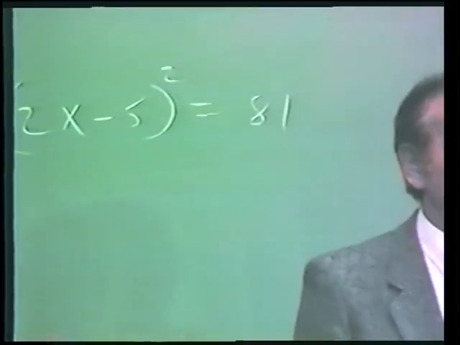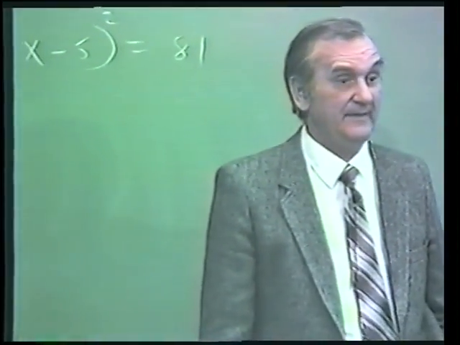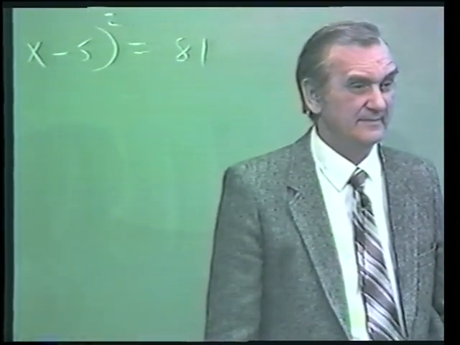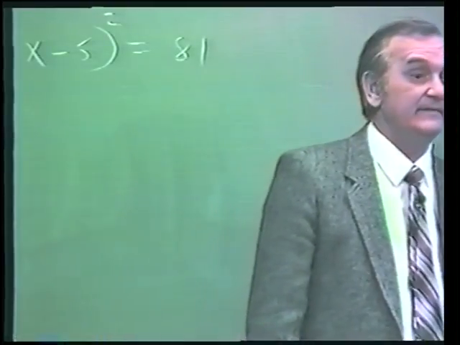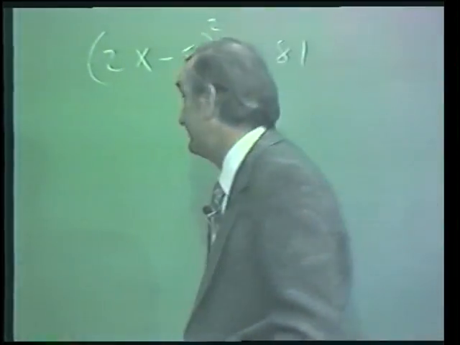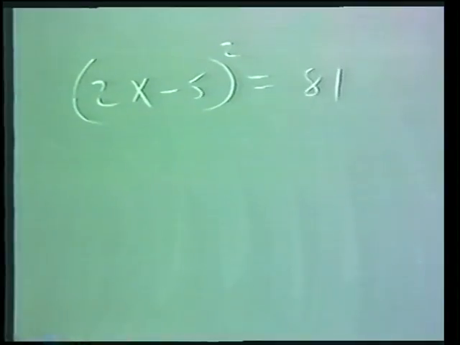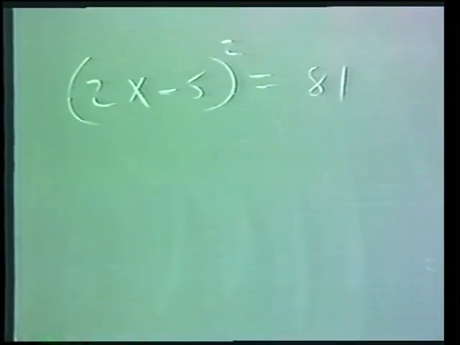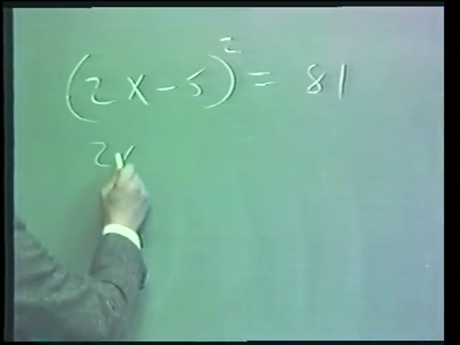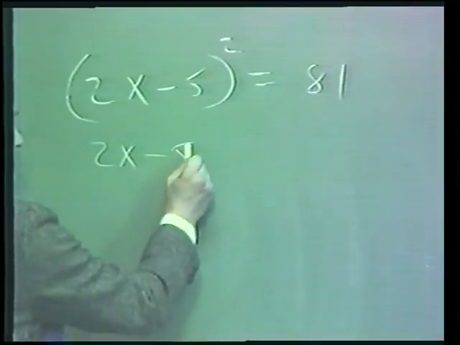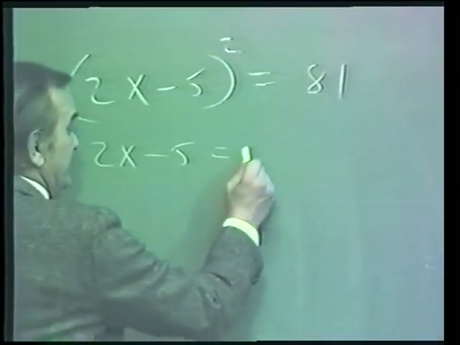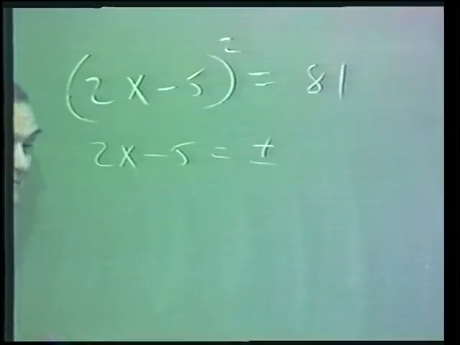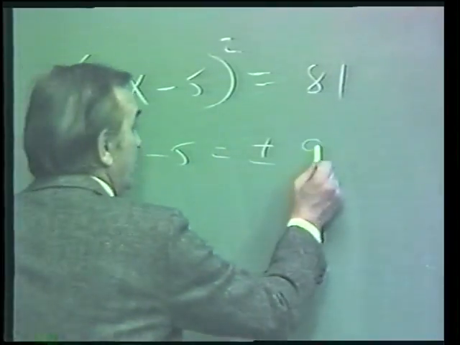Okay, what do we get for the answers? Kathy? X equals 7 and negative 2. Correct. This is a form of a pure quadratic. We're going to take the square root of both sides. If we take the square root of the left, we get 2x minus 5. If we take the square root of the right, remember always, plus or minus the square root of 81, which is 9.